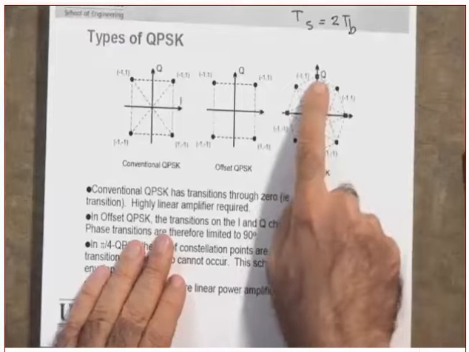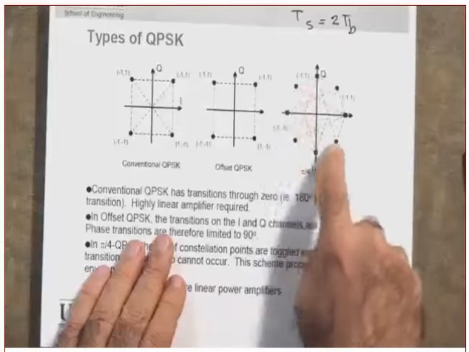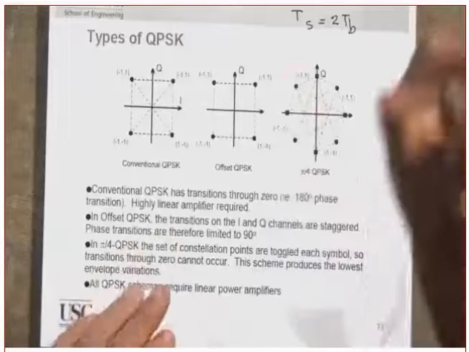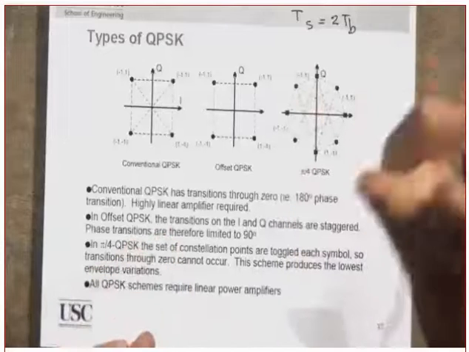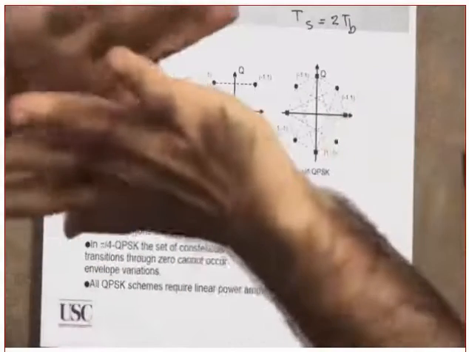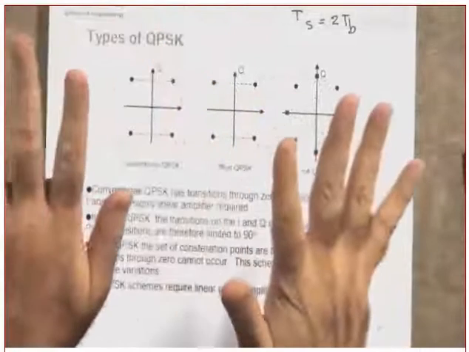Pi over 4 QPSK. In pi over 4 QPSK, don't get fooled by seeing an 8 signal set. In reality, we have 2 constellations, each one with 4 signal sets. Those 2 constellations are 45 degrees out of phase. Did you get my point or not?